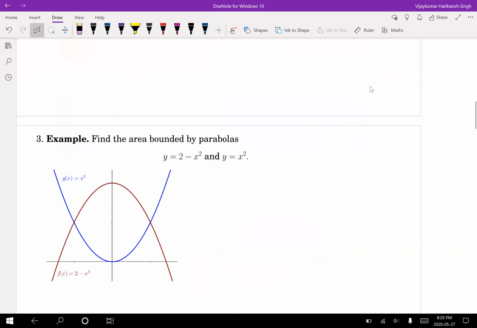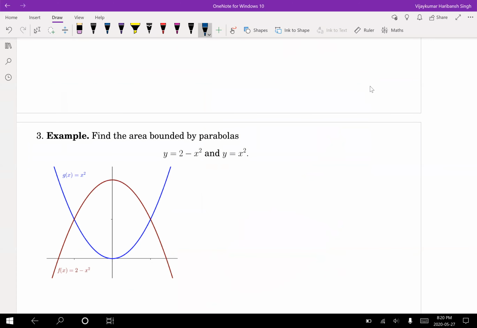So let's do the following problem. y equals 2 minus x squared, and y equals x squared. You're not given bounds a and b, so you want to see where they intersect, and find the area bounded by them. If you look at it, this is the area bounded by them. The area bounded is this area here, right?